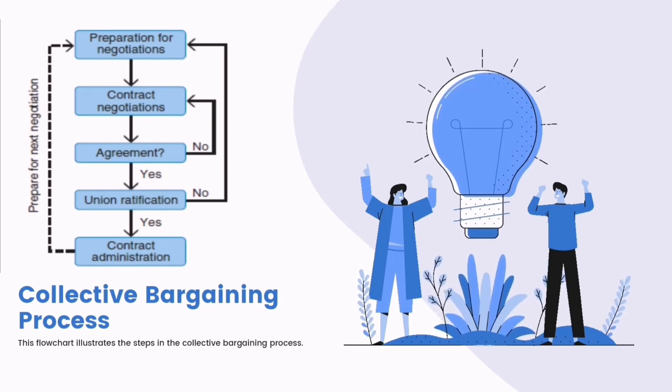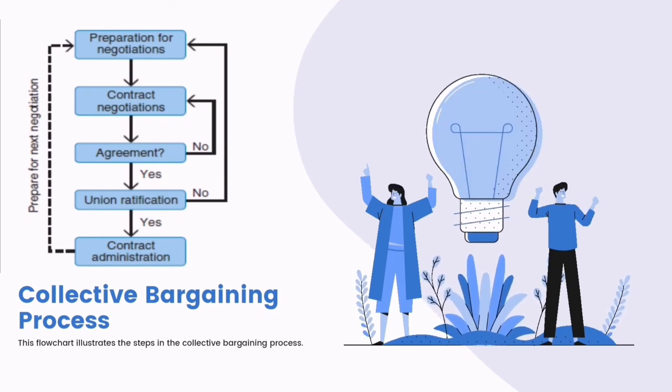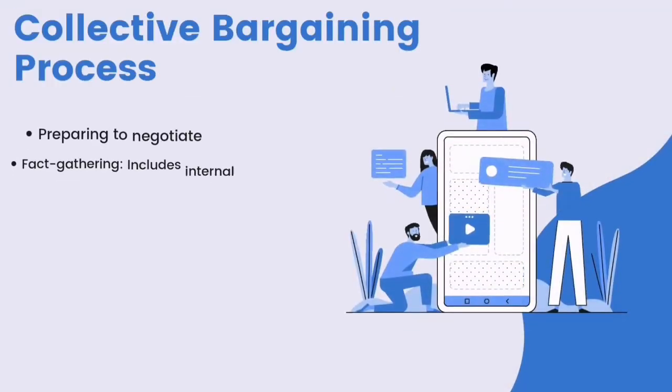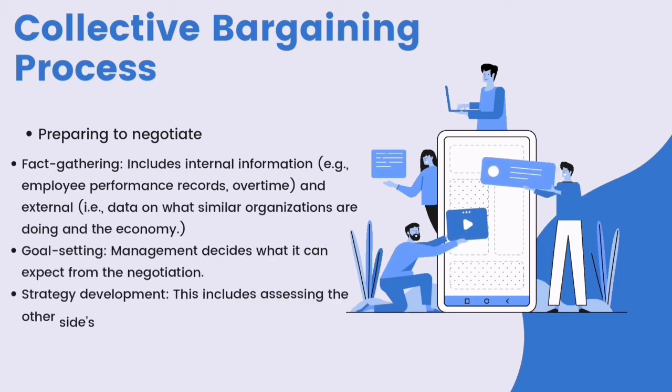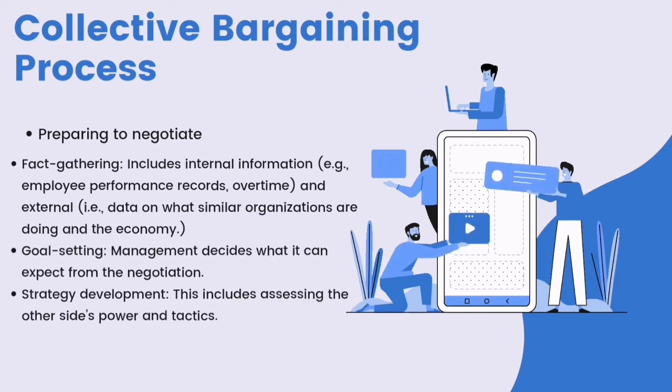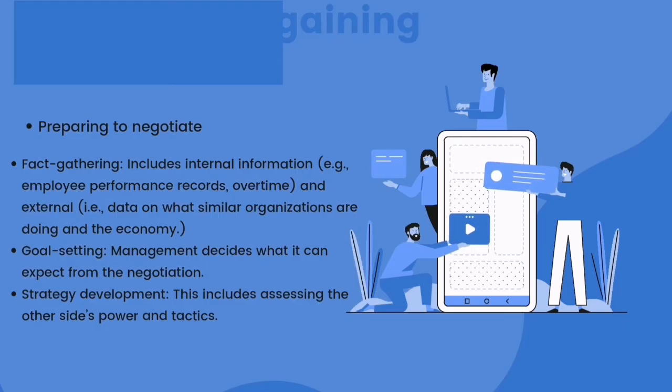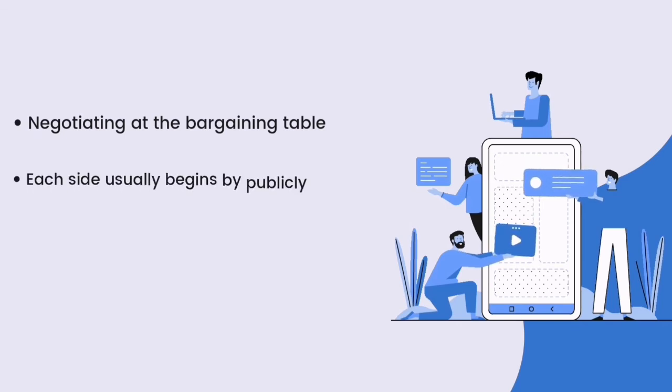This flowchart illustrates the steps in the collective bargaining process. Preparing to negotiate. Fact gathering includes internal information, for example, employee performance records over time, and external information, that is, data on what similar organizations are doing in the economy. Goal setting. Management decides what it can expect from the negotiation. Strategy development. This includes assessing the other side's power and tactics.